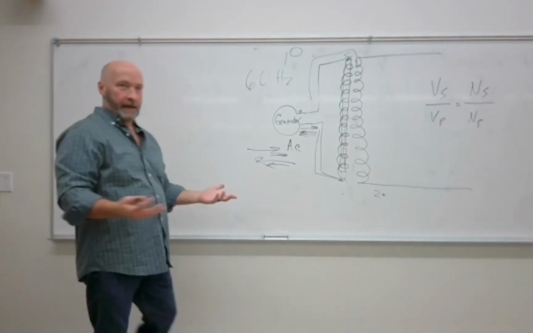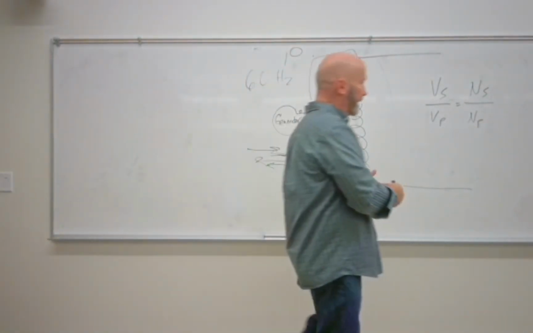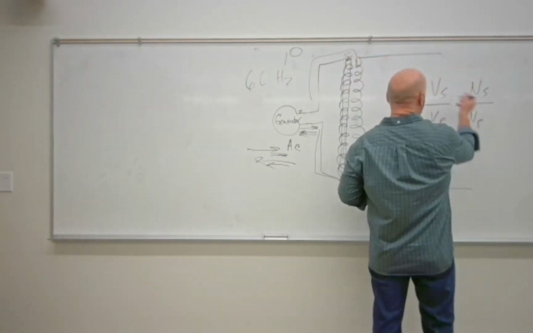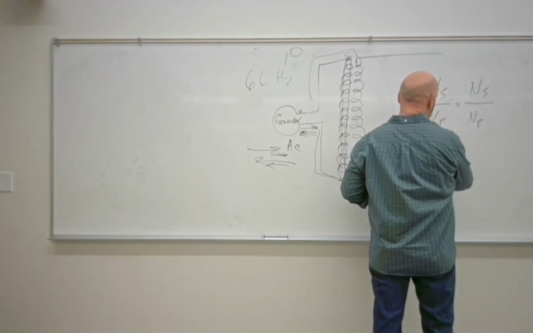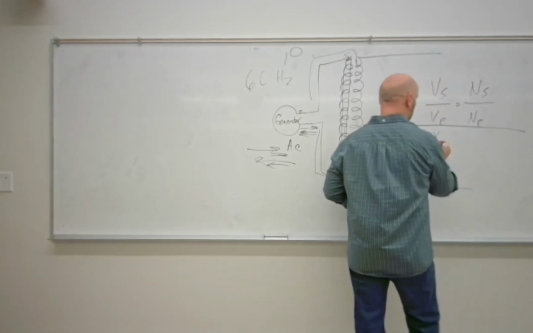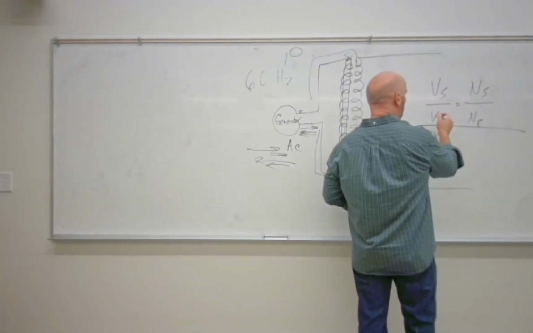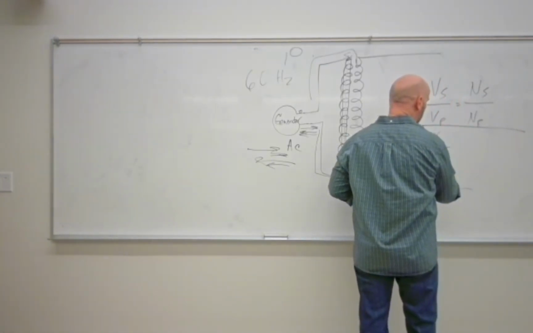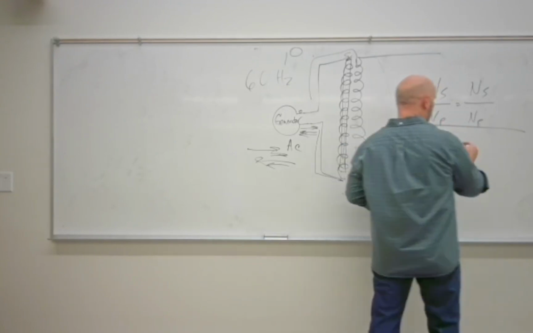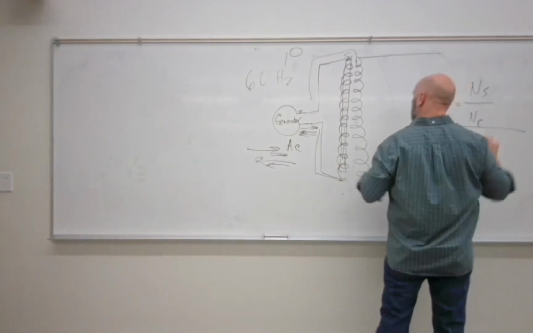So when you can simplify, simplify the formula. Voltage on the secondary side, we don't know what it's going to be, so we're going to say that's X. All right, so that's our formula: X over voltage on the primary side. Let's say we give this 1 volt, is equal to number of turns on the secondary side.